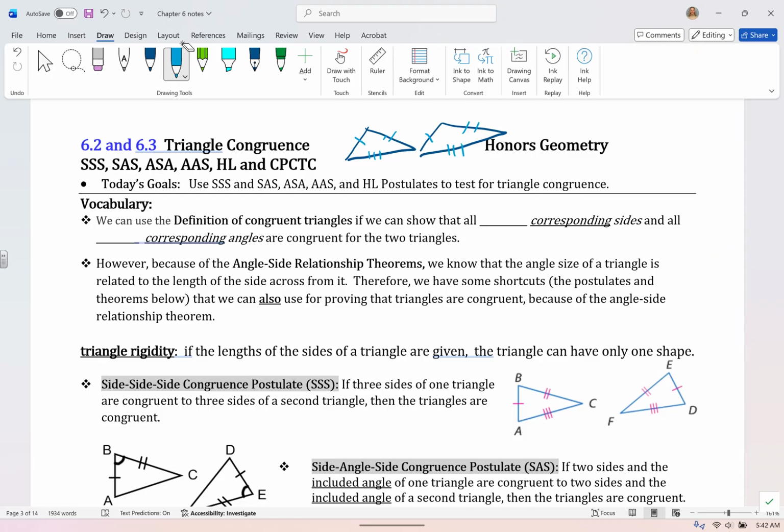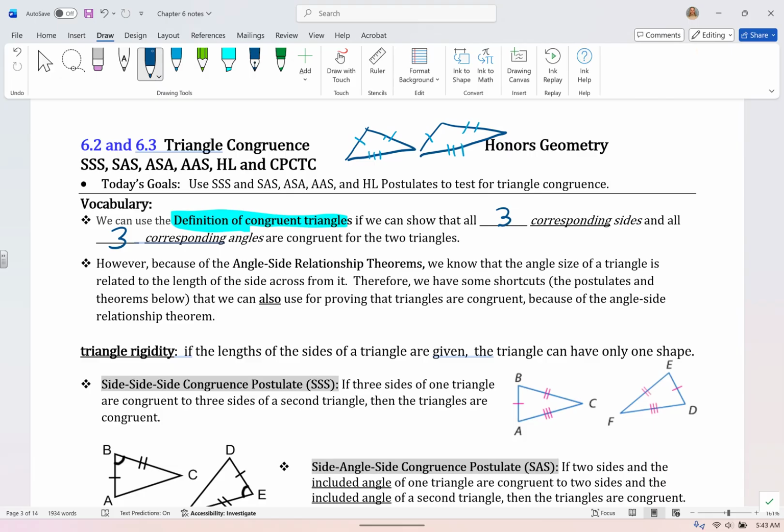So the definition of congruent triangles is one proof. We did that yesterday. That means that all the corresponding sides and all the corresponding angles are congruent. All three corresponding sides and all three corresponding angles are congruent between the two triangles. That's the most rigorous proof. We show six things match between two triangles and then we're good. But the problem is that's kind of tedious.